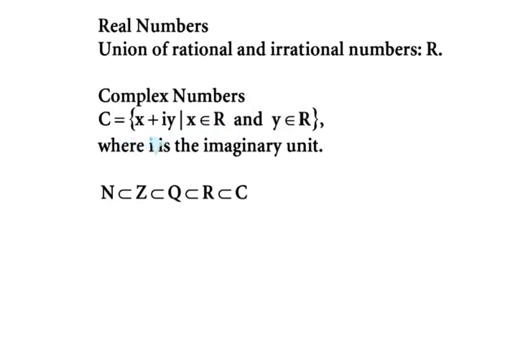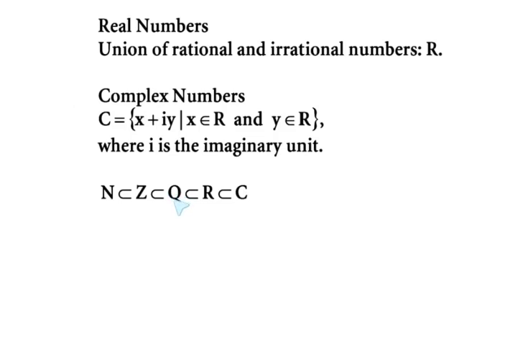Complex numbers are of the form x plus iy, where i is the imaginary unit, x belongs to R, the real part, and y belongs to R, the imaginary part. These numbers are called complex numbers. Now look at here. What is the subset? N is a subset of Z: natural numbers are a subset of integers. And integers are a subset of real numbers.